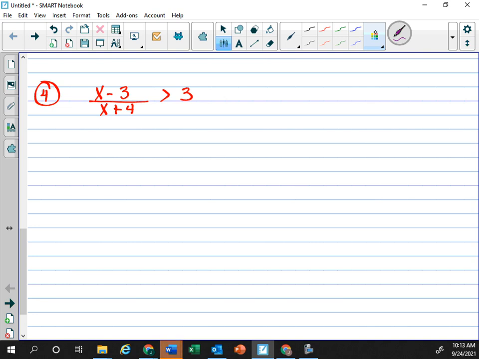What's different about this one? Yeah, it's greater than 3. Okay, we can't do it when there's a 3 over there. We have to make it a 0 on that side. So how do I do that?